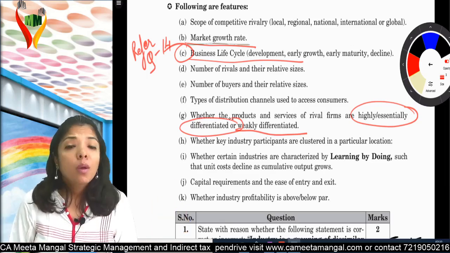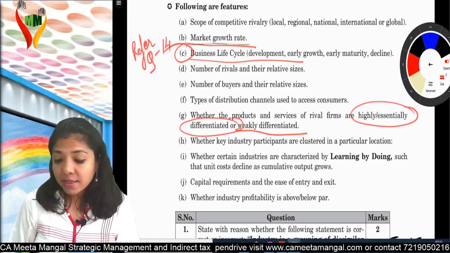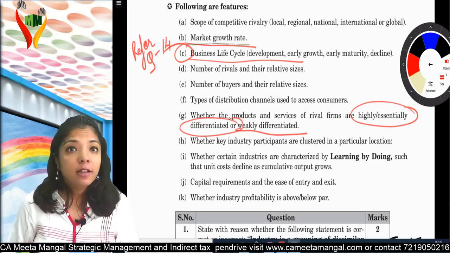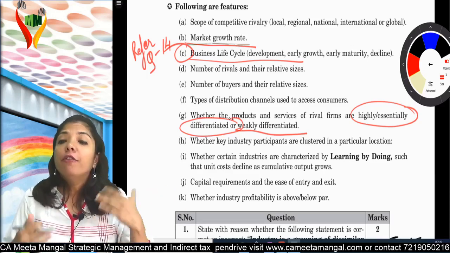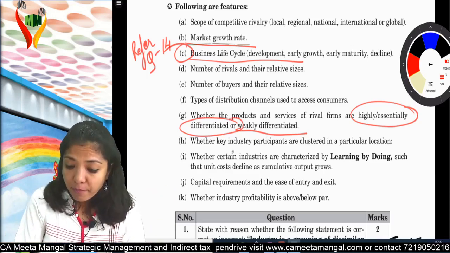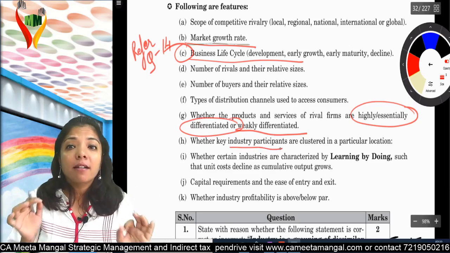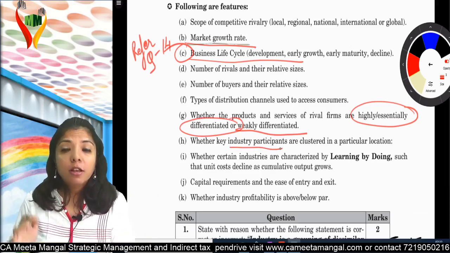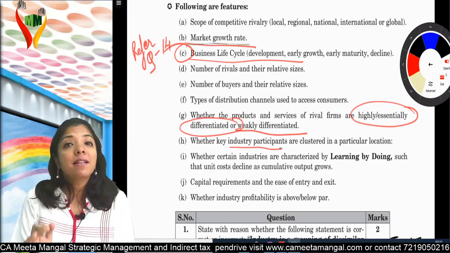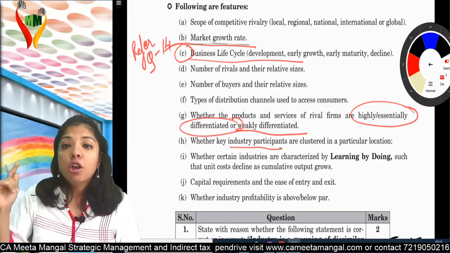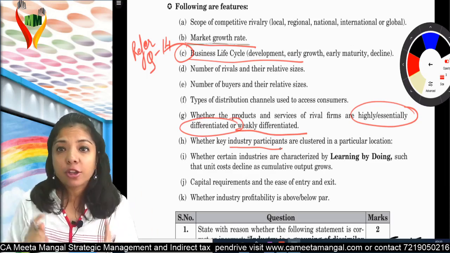Next, H point, whether key industry participants are clustered in a particular location. You must have always observed vegetable market, fish market, fruit market. That means the industry participants are clustered in a particular location. So if you are entering into a business where the participants are in a particular location, you also have to be in the same location.